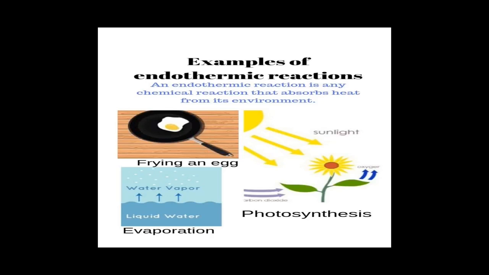Example of endothermic reactions. An endothermic reaction is any chemical reaction that absorbs heat from its environment. Example, frying an egg, evaporation, photosynthesis. These processes absorb heat energy from the environment. During the cooking process, during evaporation, during photosynthesis, the substance absorbs heat energy from the environment in order to produce the product.